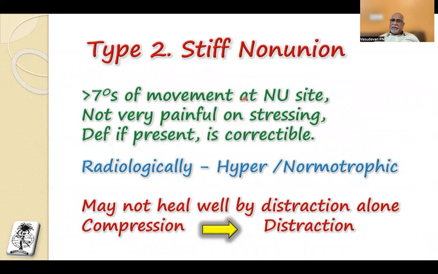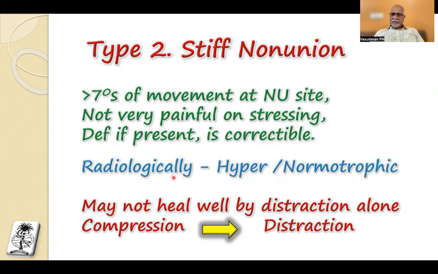Now going on to the type 2 stiff non-unions, they have a little more movement at the non-union site, more than 7 degrees. And they are not very painful on stressing. You can feel the movement, abnormal movement there. Deformity, if present, is usually correctable. Radiologically, it may be normotrophic, or even some extra hypertrophic callus may be there.